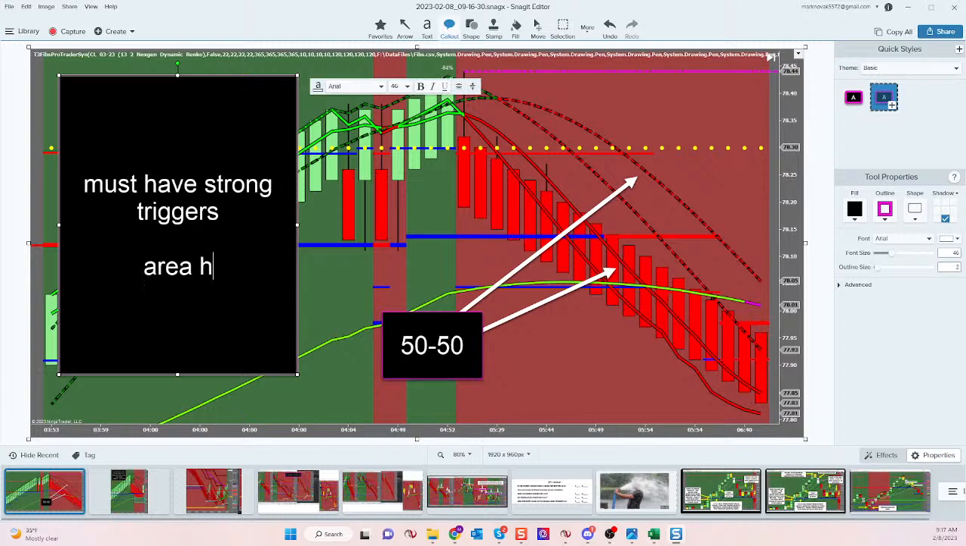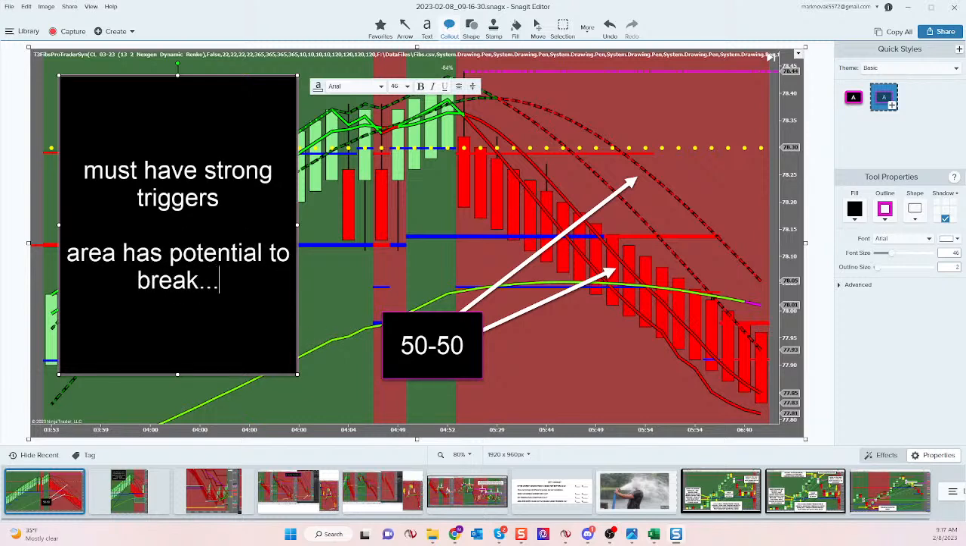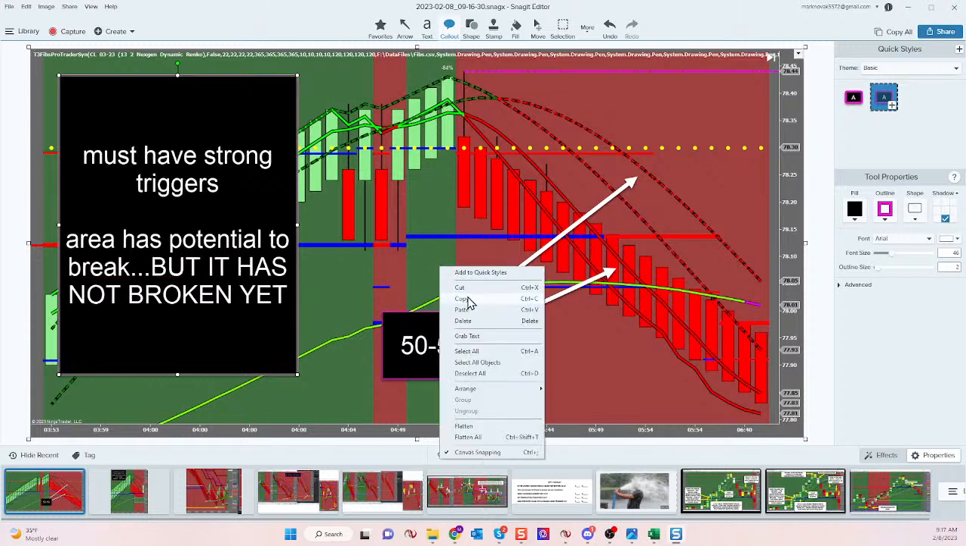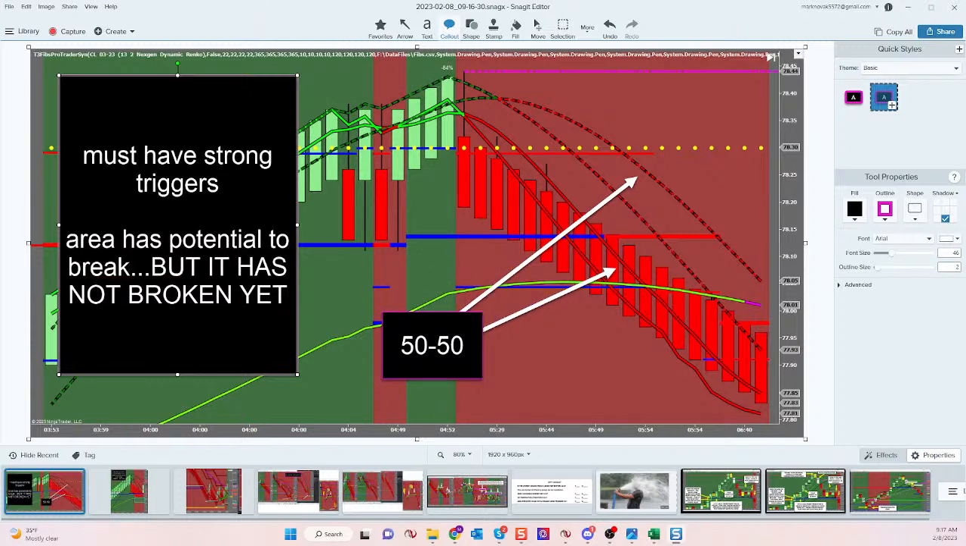And then the area has potential to break. And this is the key right here, guys. But it has not broken yet. So this is your race car flying at a brick wall at 100 miles an hour. There's a chance it's going to smash right through it. But until it does, until those triggers get to the other side, we don't consider that area broken.